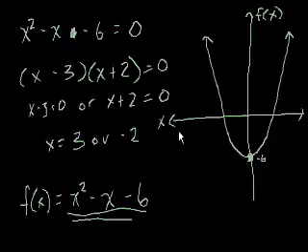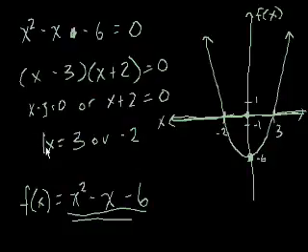And I know that f of x is equal to 0 along the x-axis, right? Because this is 1, this is 0, this is negative 1. So this is where f of x is equal to 0 along this x-axis. And we know it equals 0 at the points x equals 3 and x equals minus 2. That's actually what we solved here.